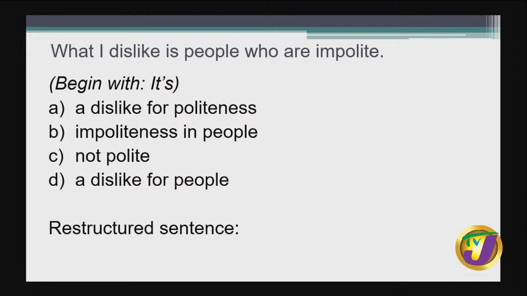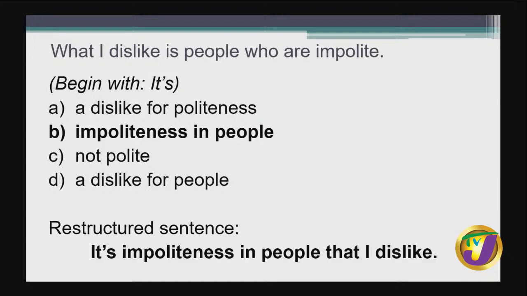Ready to look? Clapping time. "Impoliteness in people." It's impoliteness in people. But how does the sentence look now? We're going to look. Here it goes. So, "it's impoliteness in people that I dislike." Very short, very simple, and very similar to "what I dislike is people who are impolite." All right, let's move on to the next one.